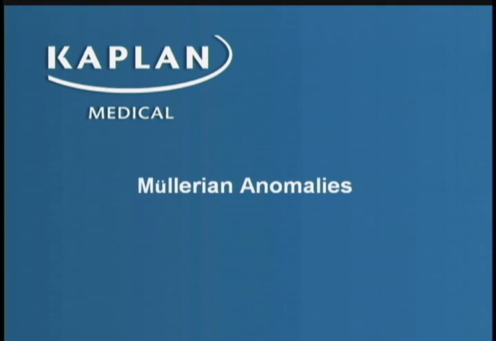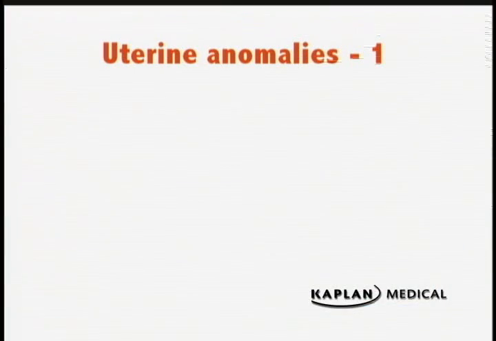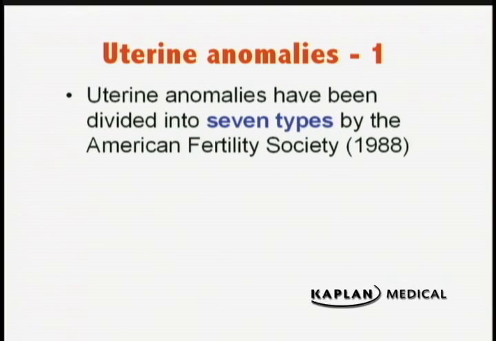Okay, our next section is Müllerian anomalies. The uterus is derived from the Müllerian system, as are the fallopian tubes and the proximal vagina. But uterine anomalies have been divided into 7 types by the American Fertility Society, and it's important to know these because they can affect not only the likelihood of pregnancy, but also the likelihood of successful pregnancy.